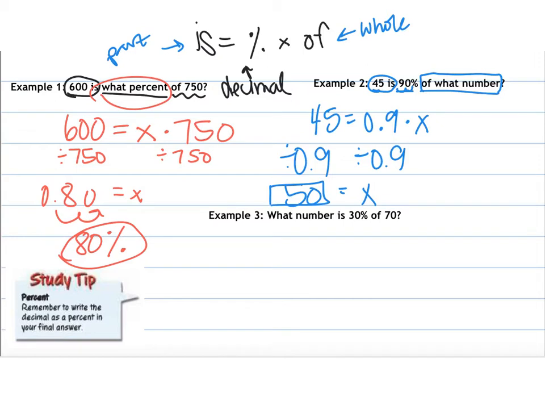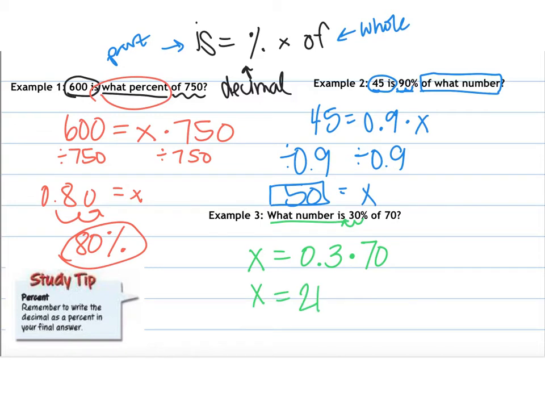Next one, what number is 30% of 70? So again, is equals percent times of. So what number is, that's the part we're looking for. Percent, turn it into a decimal, would be 0.3. Anytime you turn a percent into a decimal, move it 2 spots to the left. And we're going to multiply by the of, which is 70. Now everything's on the same side, so we don't have to work backwards. We just go 0.3 times 70. And our answer is 21.